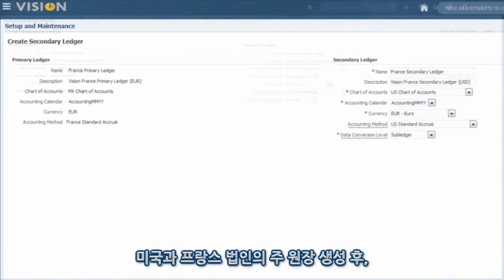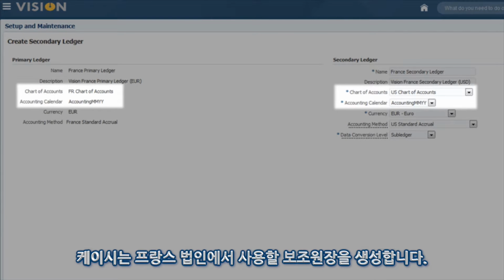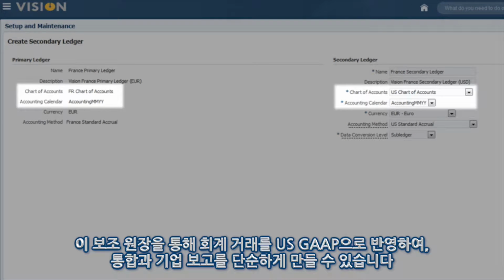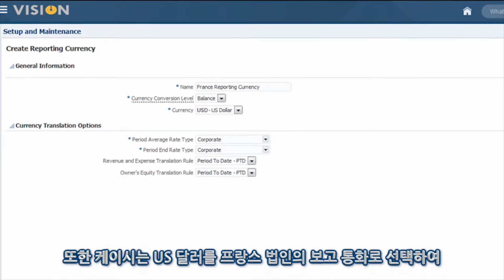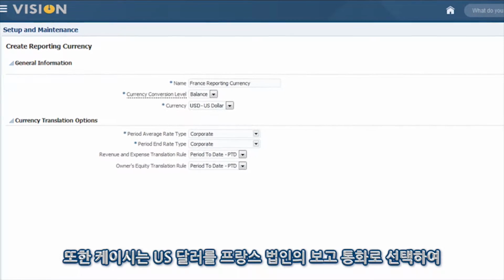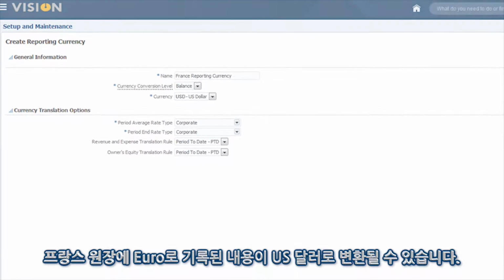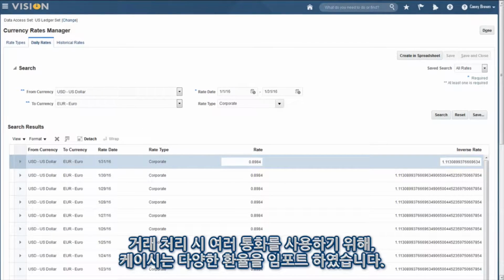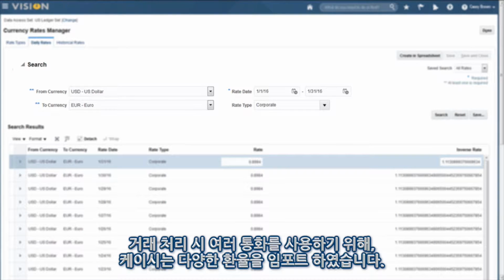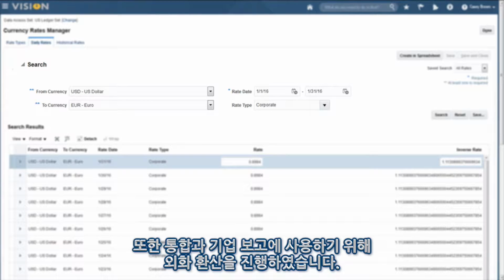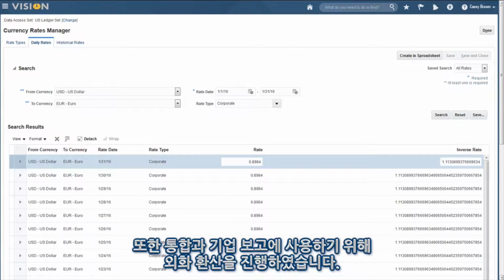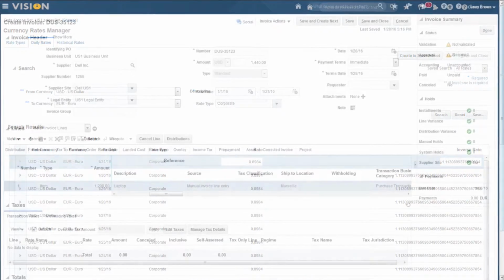After creating the US and France primary ledgers, Casey created a secondary ledger for France to account for transactions in US GAAP, which simplifies consolidations and corporate reporting. He also selected US dollars as the France reporting currency to translate the France general ledger from euros to US dollars. To use currencies for transactions processing, Casey imports various exchange rates. The US dollars and euro rates also support the currency translations used for consolidations and corporate reporting.